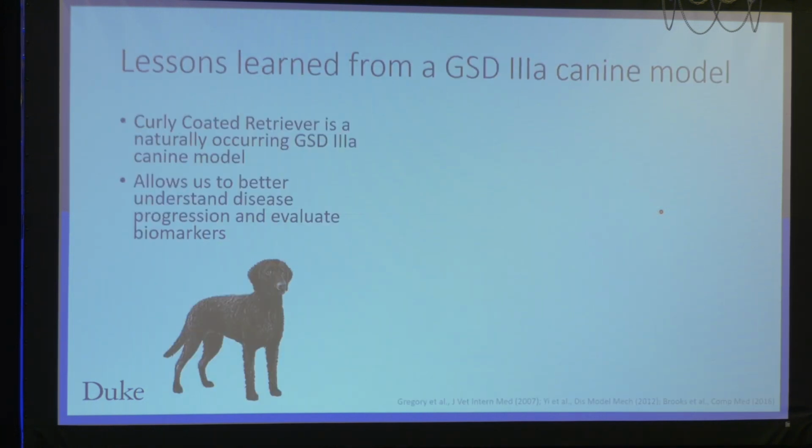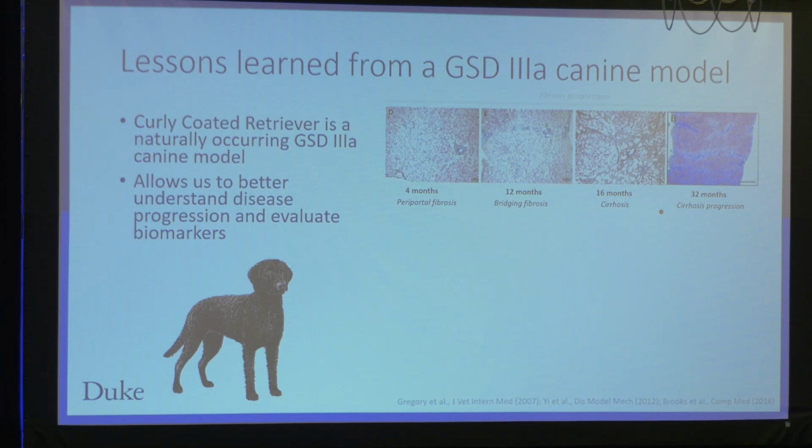We had learnings from the curly-coated retriever. Since we are talking of looking under the microscope, this particular canine model of GSD3A, we had the opportunity, because we work with a vet at Duke, we did liver biopsies on these dogs over a period of time. And if I can point out to you, when you see all this buildup of material, that's the glycogen.